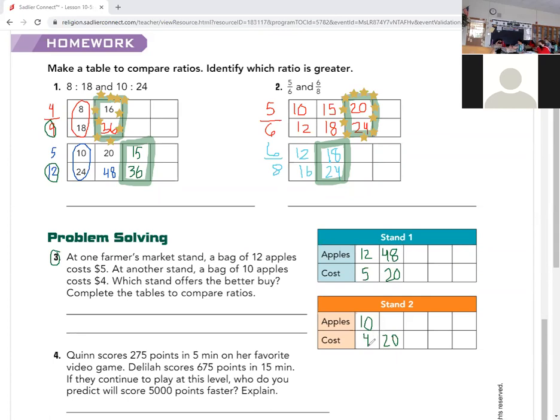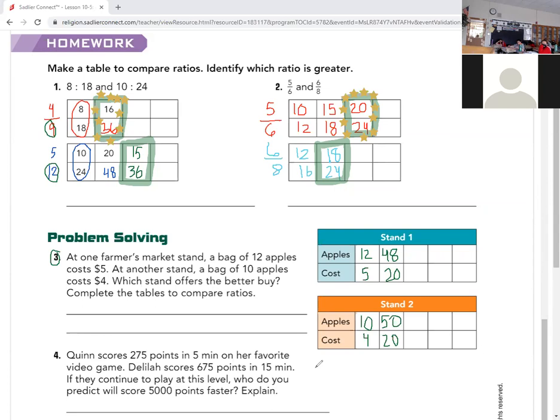What about at this stand? 4 times 5 is 20. So what's 10 times 5? For 20 bucks at stand number 2, I could get 50 apples. So if you could get more for the same amount of money at stand number 2, isn't that the better buy? Yep. And by better buy, I mean it costs you less and you get more.